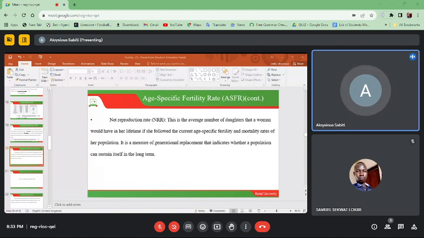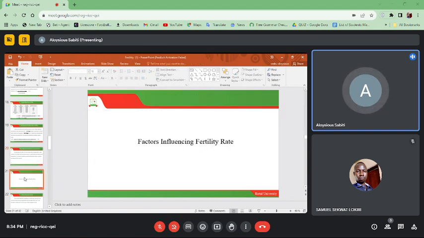So you should be able to have data, which is most times very scarce, on age-specific mortality rate, and most times it is looking at the number of daughters. So you will look at live births that are for daughters only, and subject them to the specific mortality and fertility rates of that age group, and you will be able to understand the net reproduction rate.